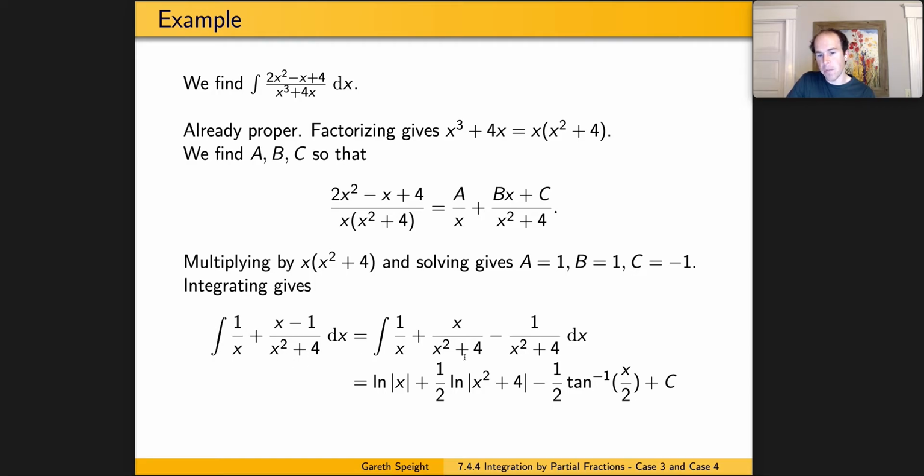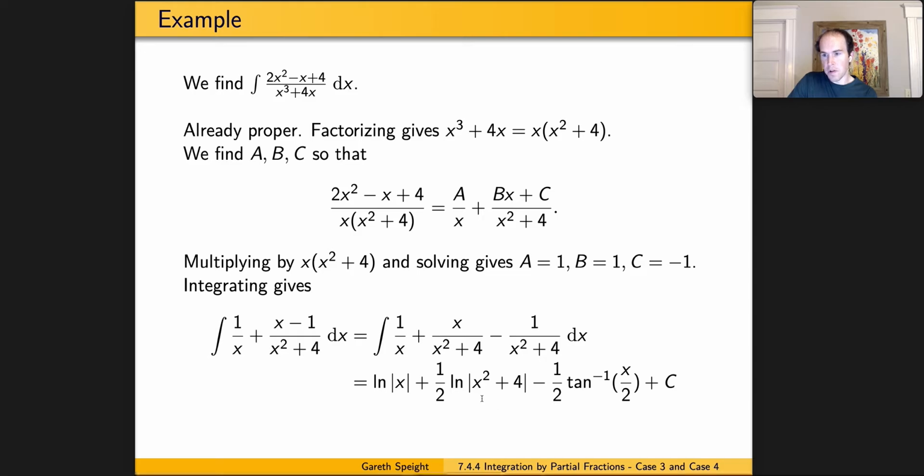We have x over x squared plus 4 minus 1 over x squared plus 4. And then we integrate each term separately. The integral of 1 over x is just ln absolute value x. The second term, we could substitute u equals x squared plus 4, and the answer will turn out to be a half ln absolute value x squared plus 4.